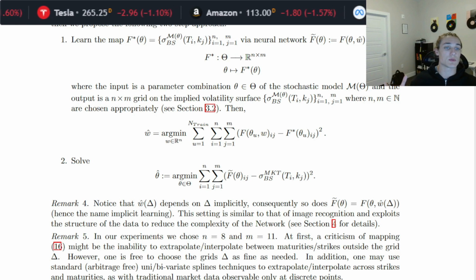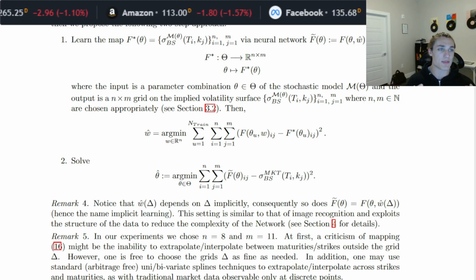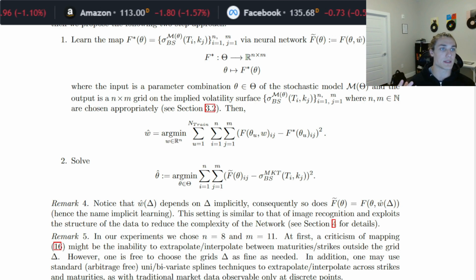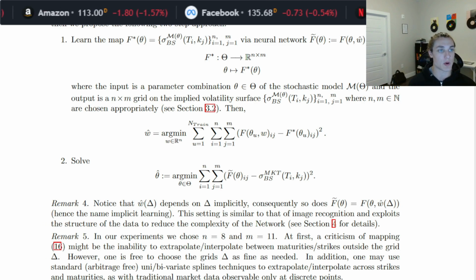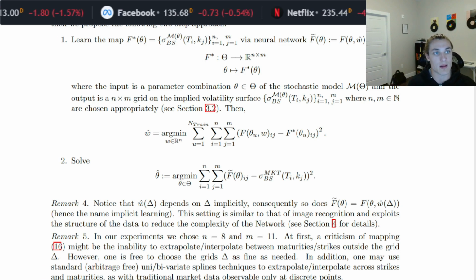Now you'll actually notice they're converting prices to Black-Scholes volatilities. And the reason they're doing this is just so they don't have to impose a weighting scheme on the prices. It's just going to help with the minimization problem.